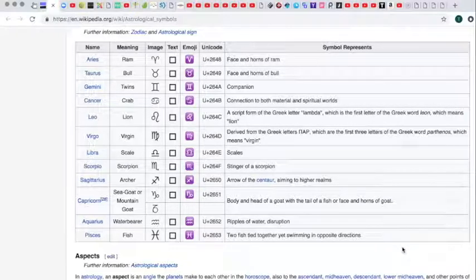So let's go up to the top and look at the physical symbol and then relate it to what we already know about those signs. Okay. So right at the top we have Aries, and that's the ram. So obviously that symbol kind of looks like a ram with its horns.